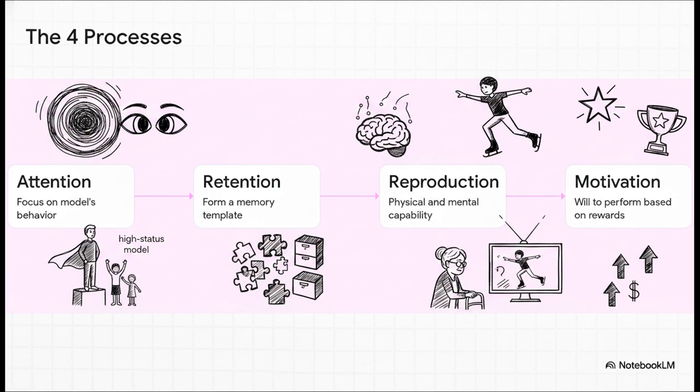Third, motor reproduction. Do you actually have the physical or mental capability to do it? It's like a 90-year-old woman watching an Olympic ice skater on TV. She's got attention and retention down perfectly, but she won't be imitating those triple axels because, well, she lacks the motor reproduction. And finally, motivation. You must have the actual will to perform the action.